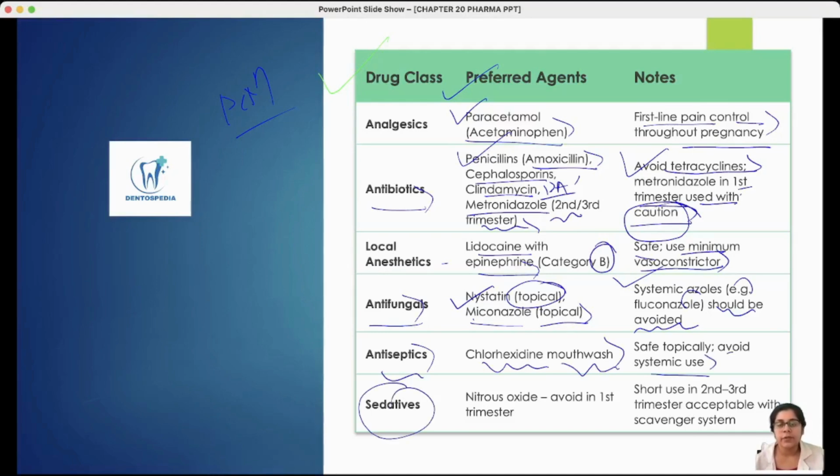And sedative: you can go with nitrous oxide, avoid in the first trimester. This has to be noted. Short use in the second and third trimester is acceptable with a scavenger system. What is a scavenger system? A scavenger system is a system that helps you give nitrous oxide with oxygen in a very limited amount. Just remember the name, and do not go into detail of it. So this is just a chart, very important, you need to remember it.